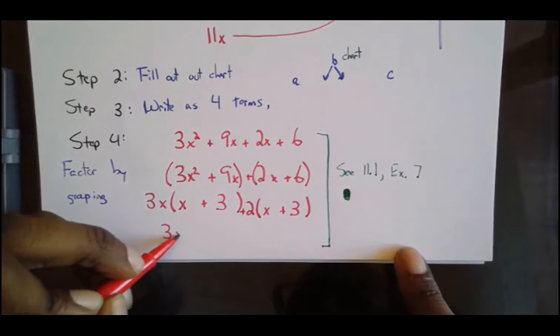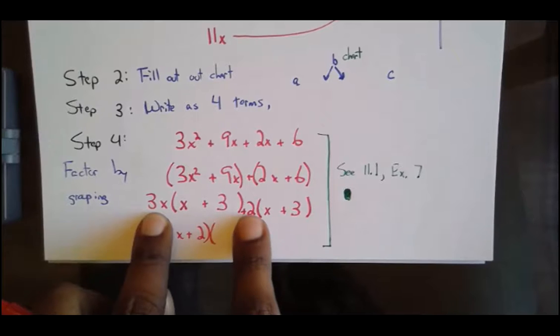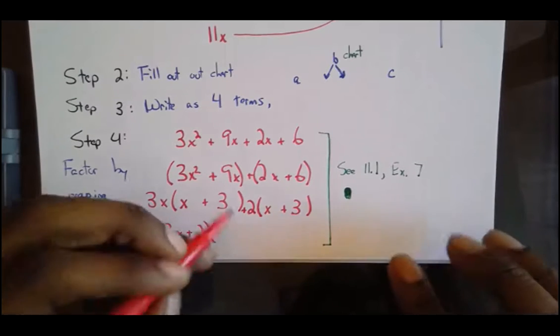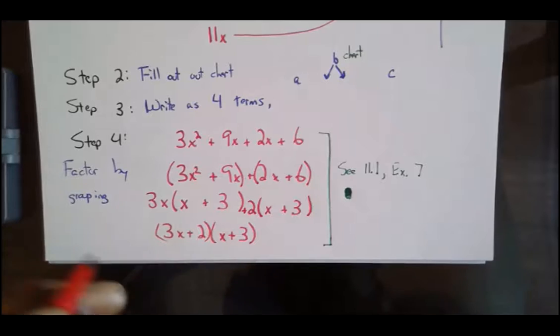So 3x plus 2, because remember I said it could be any order. So I'm just putting 3x and 2 first, and then I can put the x plus 3 last if I want, because it could be any order. So Madeline, you're still right.